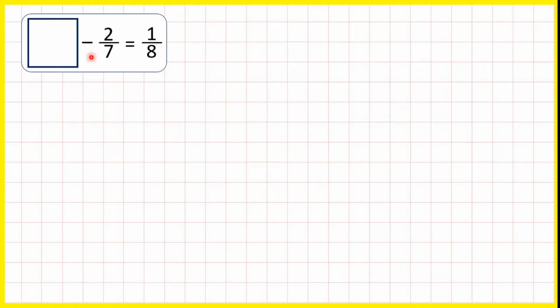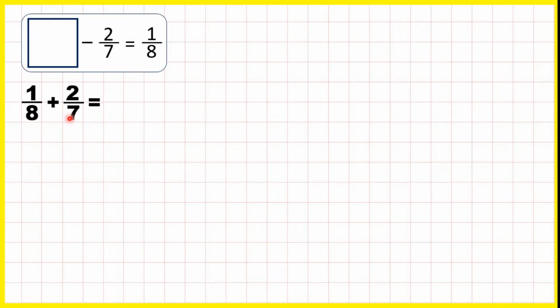Now, something minus 2/7 equals 1/8. So here, because it's the first number of our subtraction that's missing, we use the inverse operation, we use addition to find our answer. Because remember, subtraction problems can be read backwards as addition problems. So if we work out 1/8 plus 2/7, we'll find our missing number.